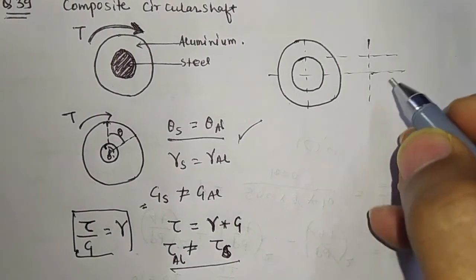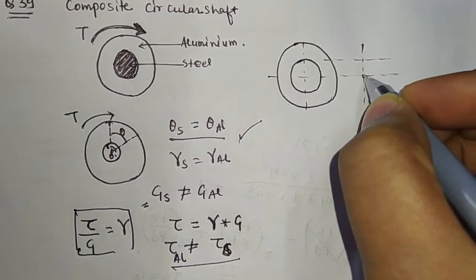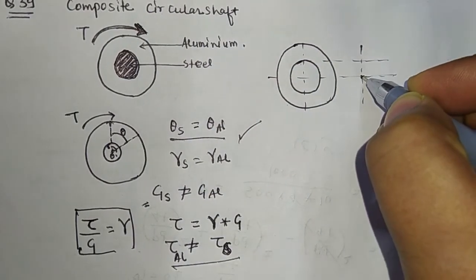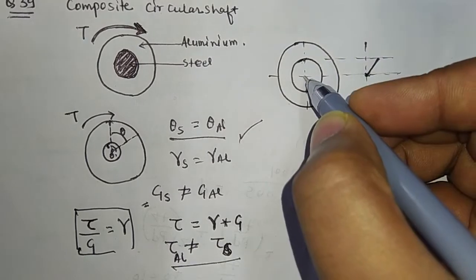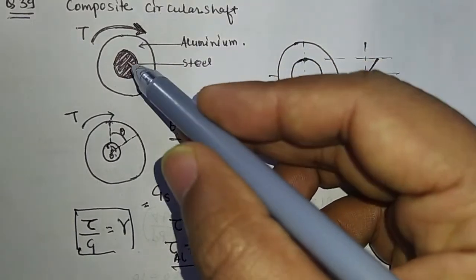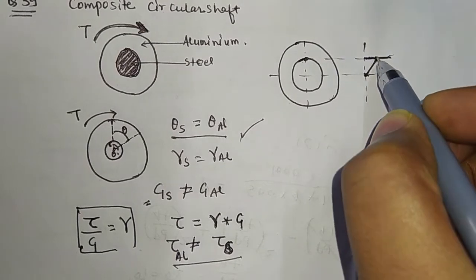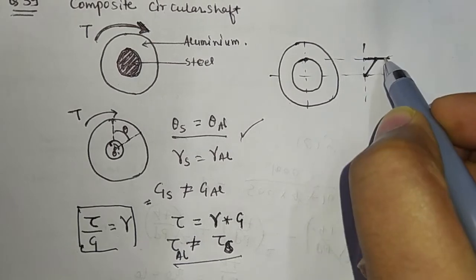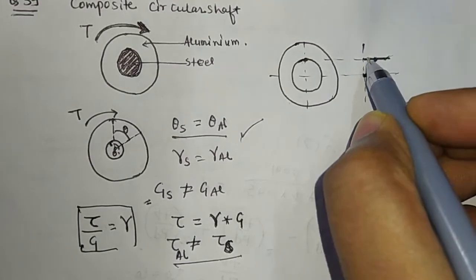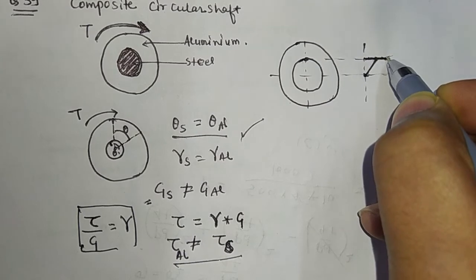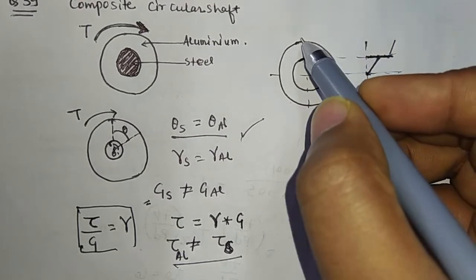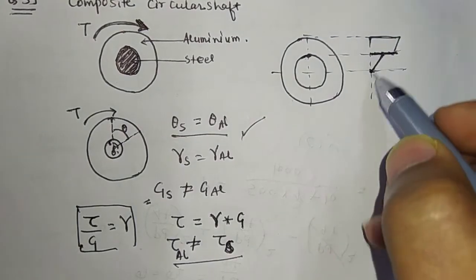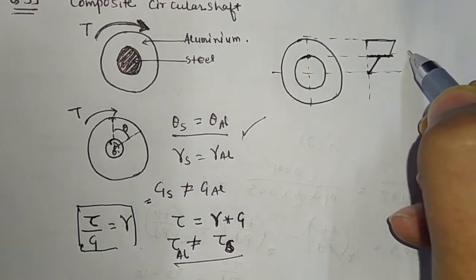So if we draw the shear stress variation for a torsion, we will find that shear stress, as we know, increases linearly up to the outer point of the steel material. There would be a discontinuous change. Either the shear stress in the aluminum is larger or maybe lesser, then it will linearly increase up to the outer ring of the aluminum material. So there is a discontinuous change in shear stress.